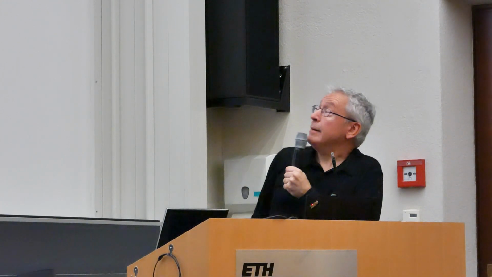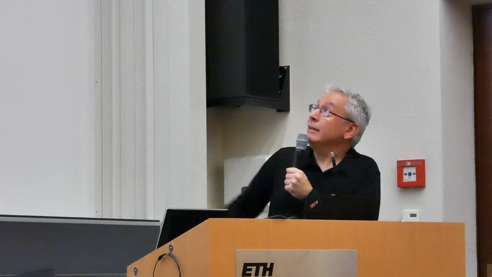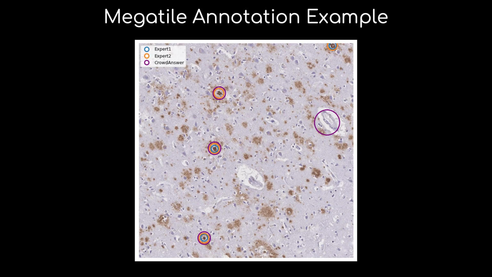And this is just an example of one megatile where we had a crowd answer. So the purple represents the combination of maybe 5 different people. So the big one means probably all 5 people thought that was a CAA, but you can see there's no expert answer there, so the crowd got that one wrong. The 2 near the bottom here, the crowd and the experts all agree. And the top one, the crowd agrees with one expert, but the experts don't agree with each other, which is always kind of interesting.